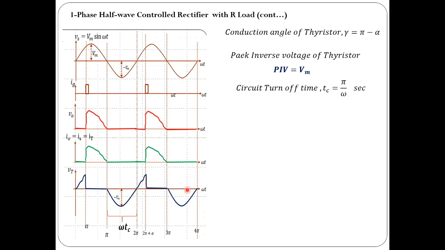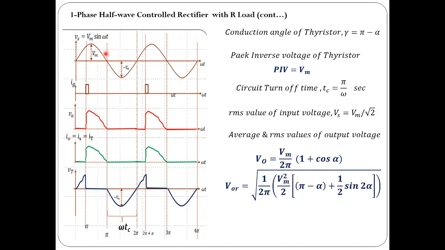Circuit turn off time, that is equal to omega t into Tc is equal to pi. So Tc is equal to pi by omega seconds, where pi is given in radians and omega is given in radians per second. RMS value of input voltage, so that is equal to Vm by root 2, and average and RMS value of output voltages you can find out.